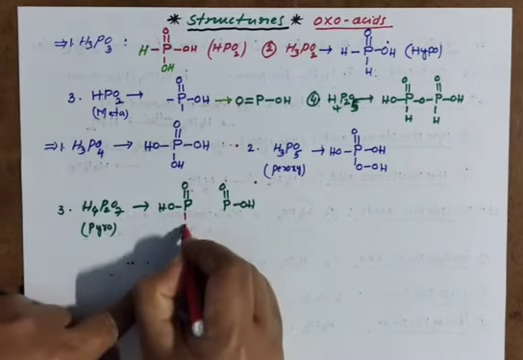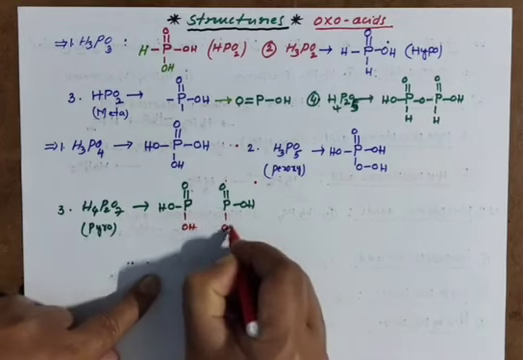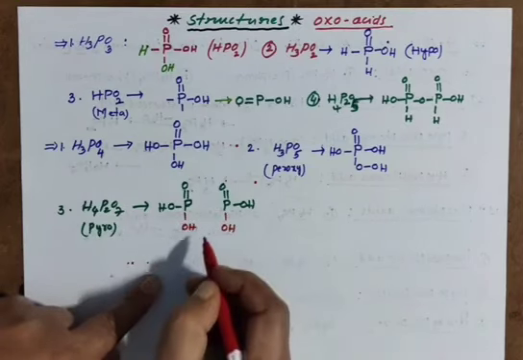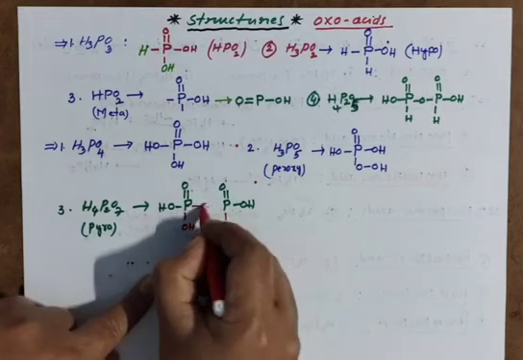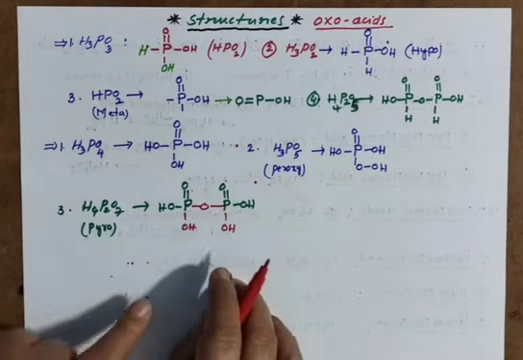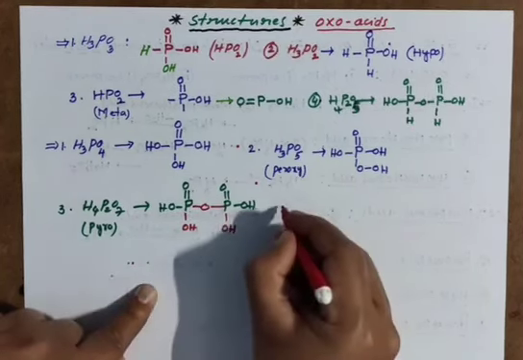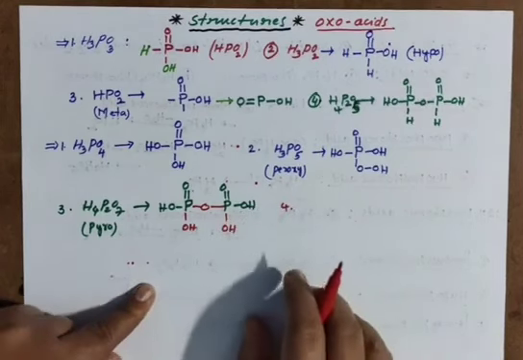And here we have the chance for one more OH and one more OH. Total you count, one oxygen is less. This oxygen is bonded between two phosphorus. This is the structure.